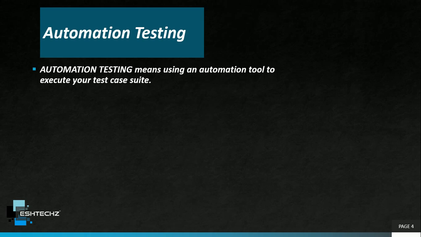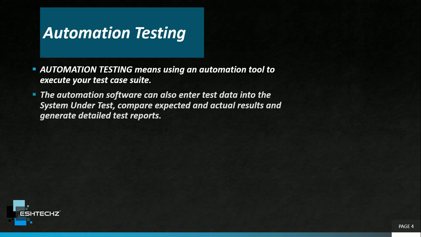Writing automation requires some effort in the beginning, but once a script is ready, we only need to run our scripts. This reduces manpower and human attention, and we can execute it any number of times for our testing. The automation software can also enter test data into the system under test and compare expected and actual results. It generates a detailed test report. Test data can be sent directly through send keys or by Excel sheet. This part we will be learning in our upcoming videos.